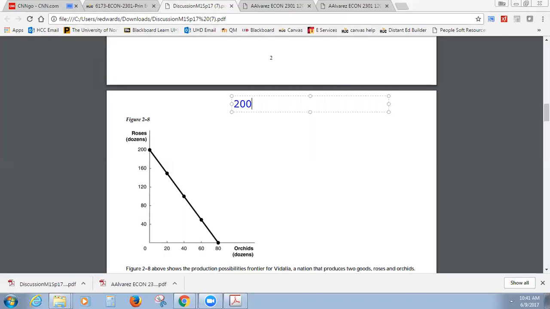All right, so here you're going to set 200 roses equal to 80 orchids. And what that means is they could either produce 200 roses or 80 orchids. You want to solve for roses in terms of orchids, and you want to solve for orchids in terms of roses. And so if I divide both sides by 200, I'm just left with roses. I'm just going to leave an R, is going to be equal to 80 divided by 200. Oh, that's my orchids. So R is going to be equal to 80 over 200, which is going to come down to 2/5.